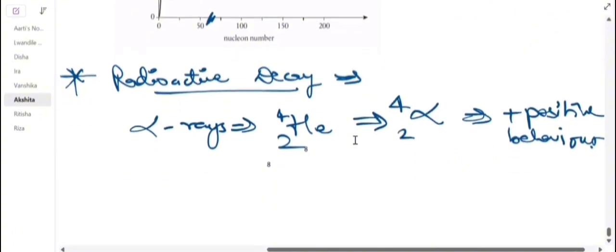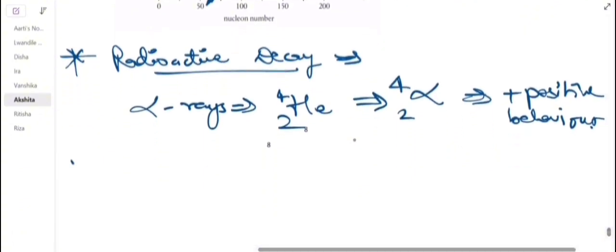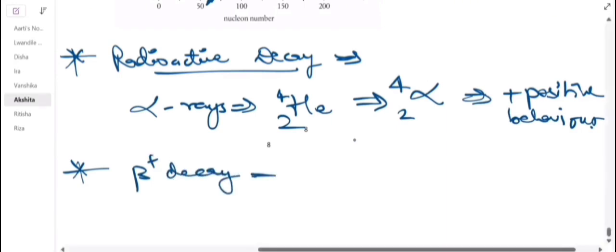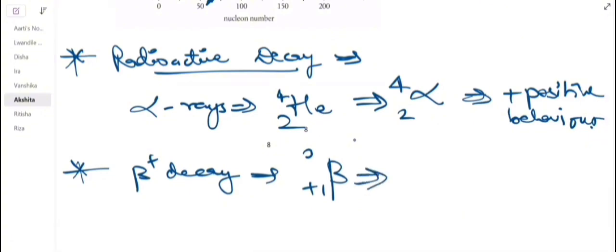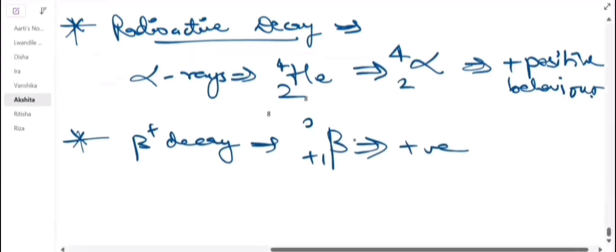Pairs a positive behavior. Done. Now after this, we are having beta plus decay. So in beta plus decay, you get beta plus 1 and 0. So mass number does not change. Only the atomic number changes. So it is also behaving like a positive nuclei.